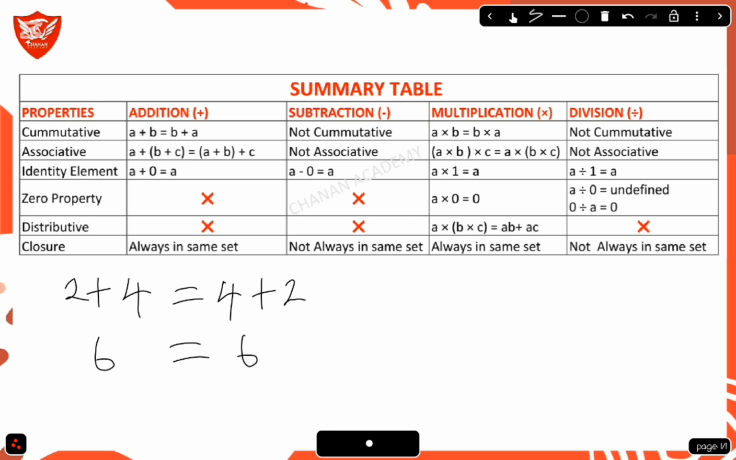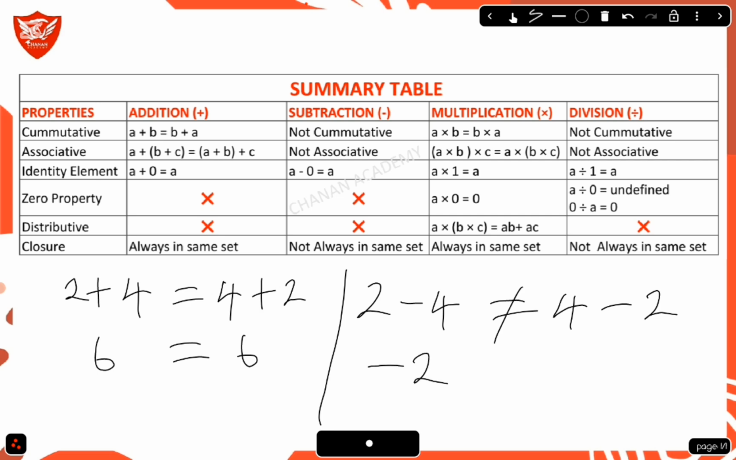Next one, for subtraction, it is not commutative, and the reason is 2 minus 4 is not the same thing as 4 minus 2. 2 minus 4 is minus 2, and 4 minus 2 is 2. You can see that both of them do not have the same value. So that's why we say subtraction is not commutative.